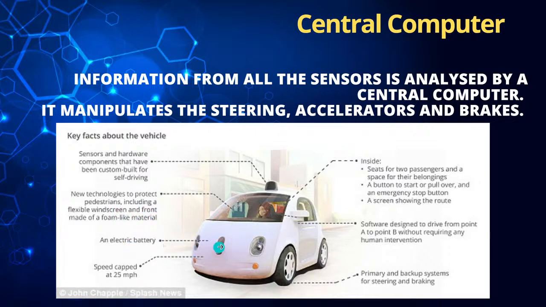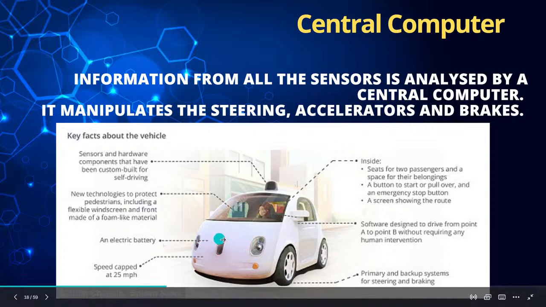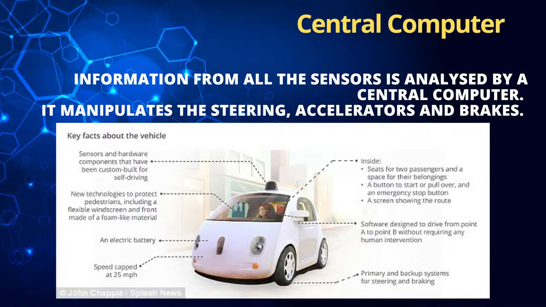And then electric batteries are here. So this is a fully electric car. Then speed capped at 25 miles per hour. Then a primary backup system for steering and braking, and software designed to drive from point A to point B without requiring any human intervention. Then inside, seats for two passengers and space for their belongings, a button to start or pull over, an emergency stop button, and a screen showing the route. So these are all the things that are available in the car.